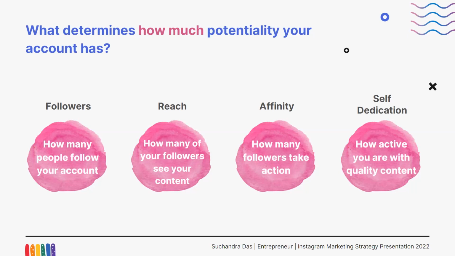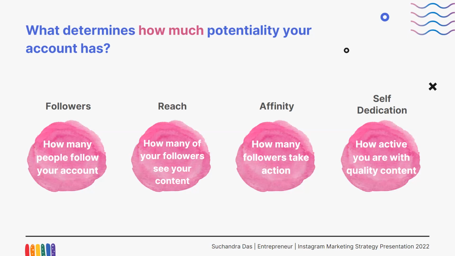Affinity. How many followers take action? Like they buy things, or they share that post, any action. It's not just liking. After a like, there are certain actions we consider for affinity: commenting, resharing, reposting, buying, or going to the link that I am directing them to.